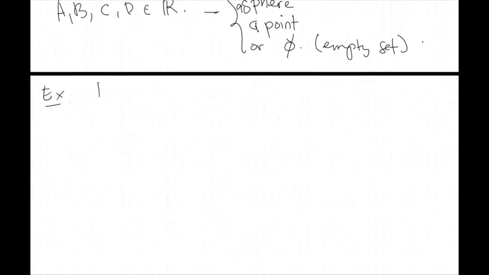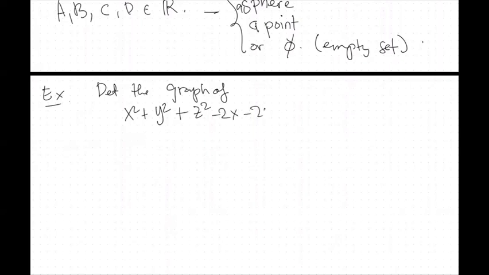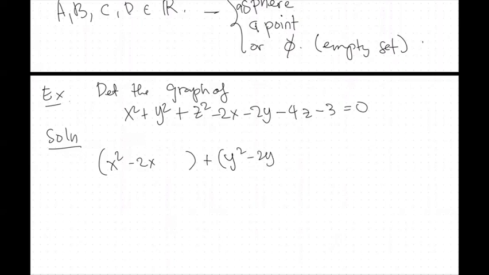For example, determine the graph of x squared plus y squared plus z squared minus 2x minus 2y minus 4z minus 3 equal to 0. The solution is you just group them: x squared minus 2x, plus y squared minus 2y, plus z squared minus 4z. And then you complete the square, so put the 3 here. To complete the square, you add something that will make each component a square.